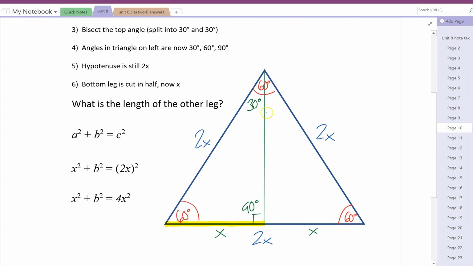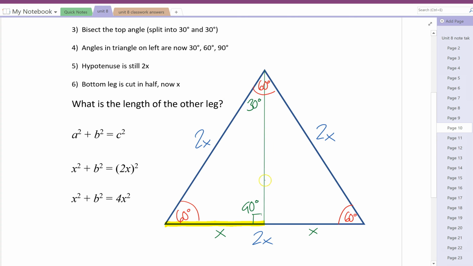So now let's figure out what the other leg of this 30, 60, 90 triangle is. I've already kind of started doing it over here. Again, we would start with the Pythagorean theorem, a squared plus b squared equals c squared. If I'm going to call this side at the bottom A, I'll call this B, and then obviously the 2x would be my C, because it's the hypotenuse.